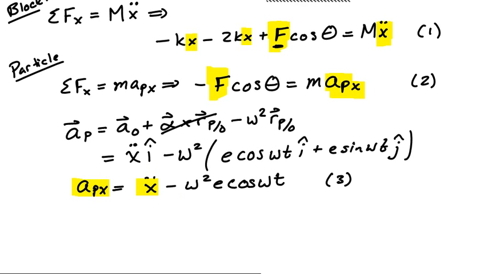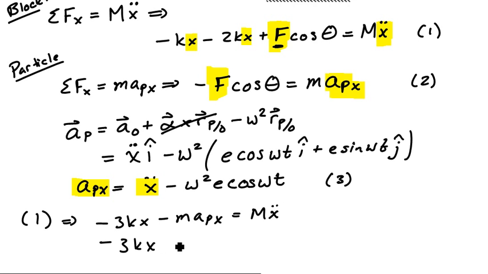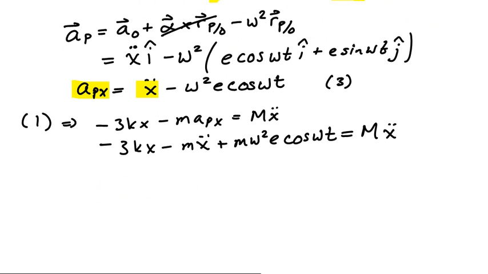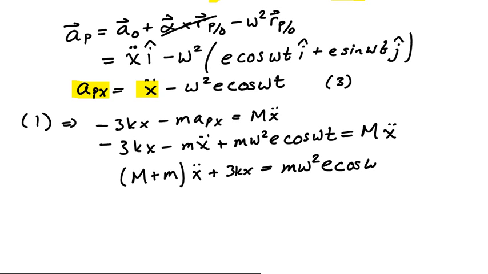So if I take the result of 2 and plug it into 1, I get minus 3k times x minus m times apx is equal to m times x double dot. Then if I substitute in apx here, I have minus 3kx minus m times x double dot plus m omega squared e times the cosine of omega t is equal to m x double dot. I can then write this equation in standard form, which gives me quantity M plus m times x double dot plus 3 times k times x is equal to m omega squared e times the cosine of omega t. That is the equation of motion for this system.